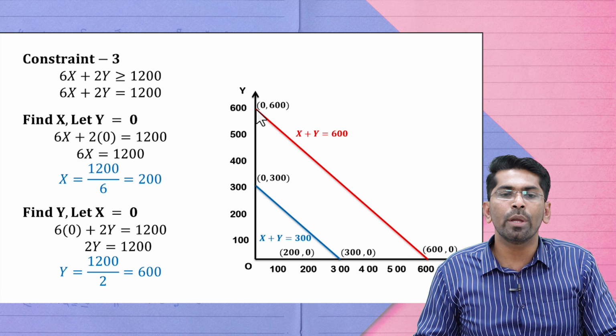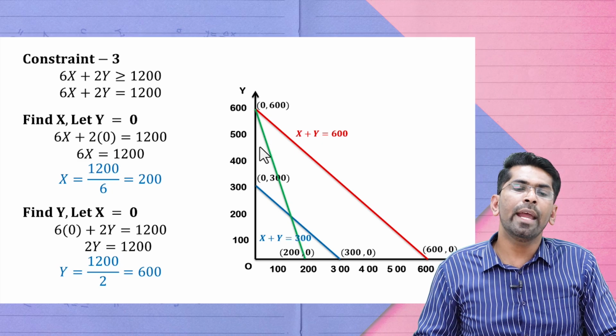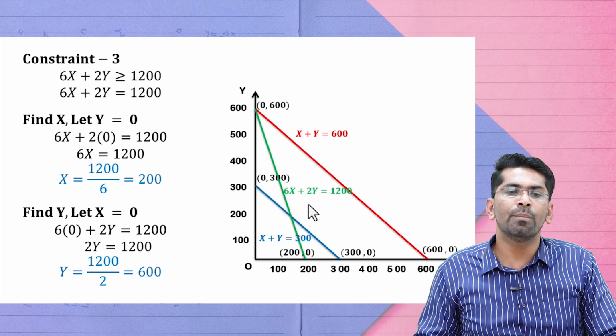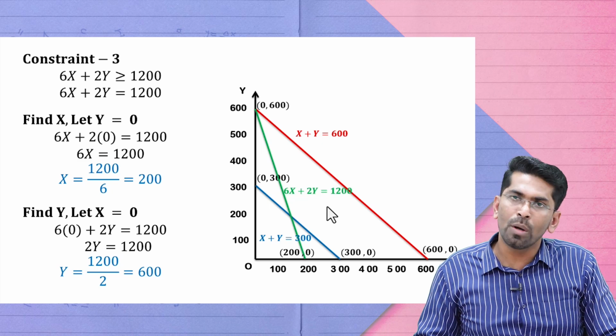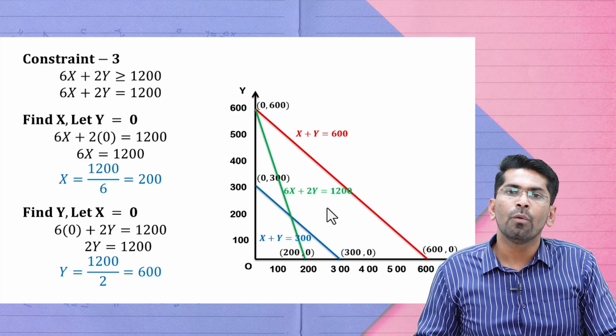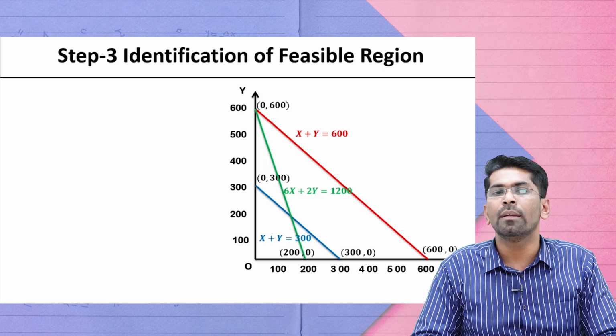Then I am going to draw a particular line representing these 2 points, that is represented by a green line. So here this green line is representing constraint number 3, that is 6x plus 2y is equal to 1200. Now we have plotted the 3 constraint lines. We want to identify the feasible region. So the next step is identification of the feasible region.